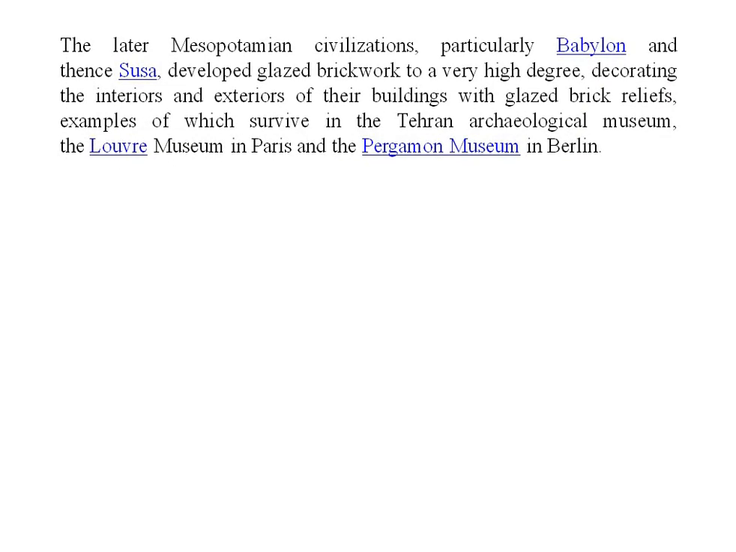The later Mesopotamian civilizations, particularly Babylon and Susa, developed glazed brickwork to a very high degree, decorating the interiors and exteriors of their buildings with glazed brick reliefs, examples of which survive in the Tehran Archaeological Museum, the Louvre Museum in Paris, and the Pergamon Museum in Berlin.